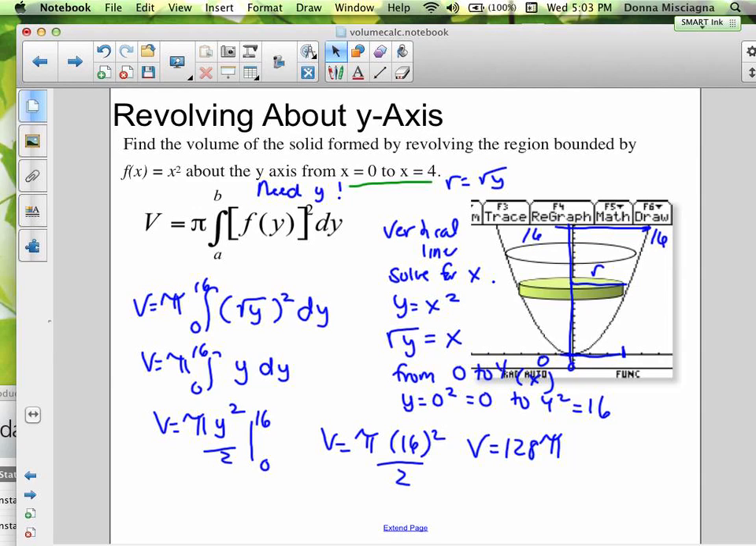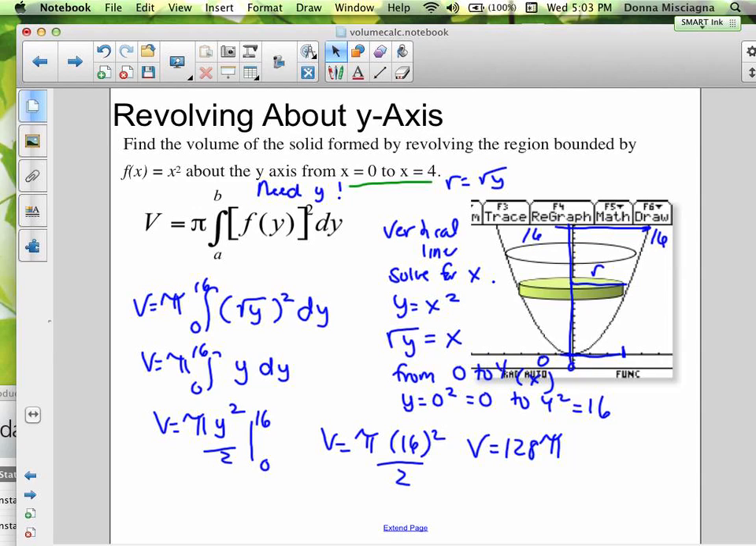All right, so we have the square root of y squared, and we're going to be evaluating that from 0 to 16. Don't forget your pi. On the FRQs, you'll probably get a point just for remembering the pi, because these are disks, so it's a circle, and we need a pi. The square root of y squared is just y. So we integrate that. We have pi times y squared divided by 2 from 0 to 16, and you plug in. The 0 won't make a bit of difference, and 16 squared divided by 2 gives us 128. So our volume is 128 pi.